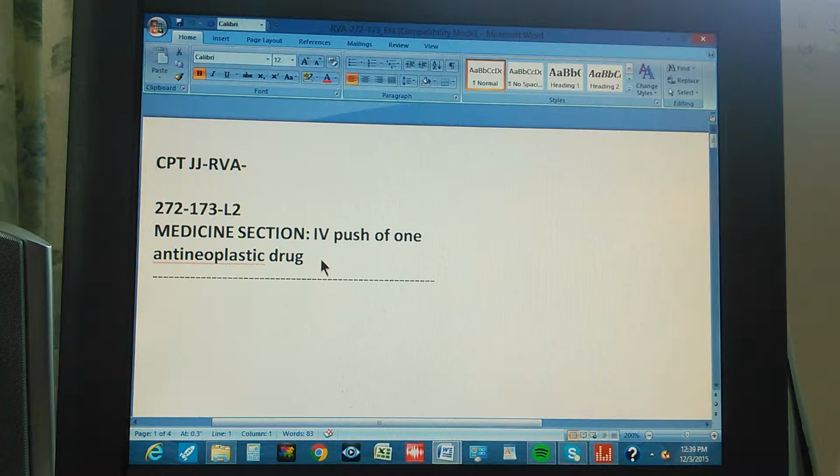Medicine section. IV push of one antineoplastic drug. This is the medicine section of the CPT code, and the problem is an IV, which is intravenous, right? IV push of one antineoplastic drug, okay? So we're going to count to 3 to give you time to pause the video and give us the CPT answer for this problem, okay?